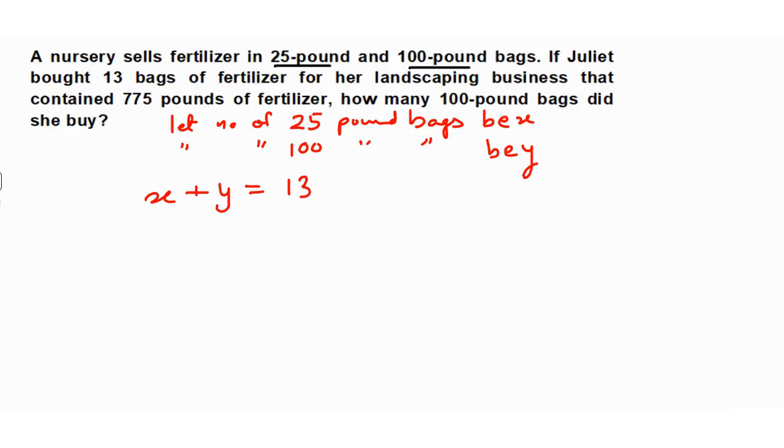Now she's saying the bags contain in total 775 pounds. So we'll find how many pounds of fertilizer she bought. For 25 pound fertilizers, if she bought x bags of 25 pound fertilizers, how many pounds of fertilizer does she have? 25 into x. These many pounds of fertilizer she's going to have from this bag. And she bought 100 pound bags equal to y. So she has y 100 pound bags. So total fertilizer in pounds with these bags will be 100y. So 25x plus 100y is equal to 775. These are the equations. You can simply solve them by elimination or substitution method to get the answer.